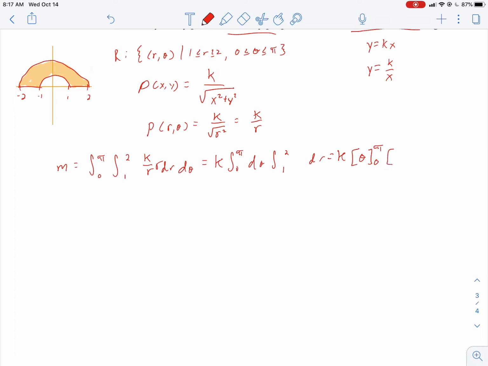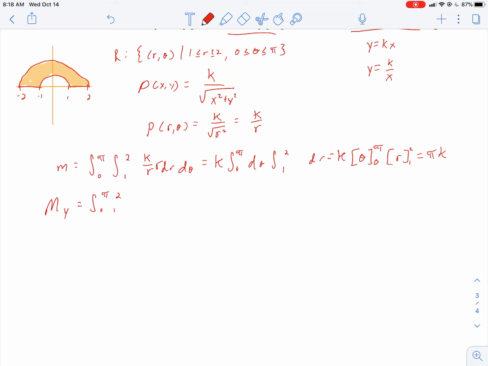So therefore, when I integrate, I'm going to get theta from pi to 0, and I'm going to get just r from 2 to 1. So 2 minus 1 is just going to be 1, so pi. And so I'm going to get pi k for my total mass.